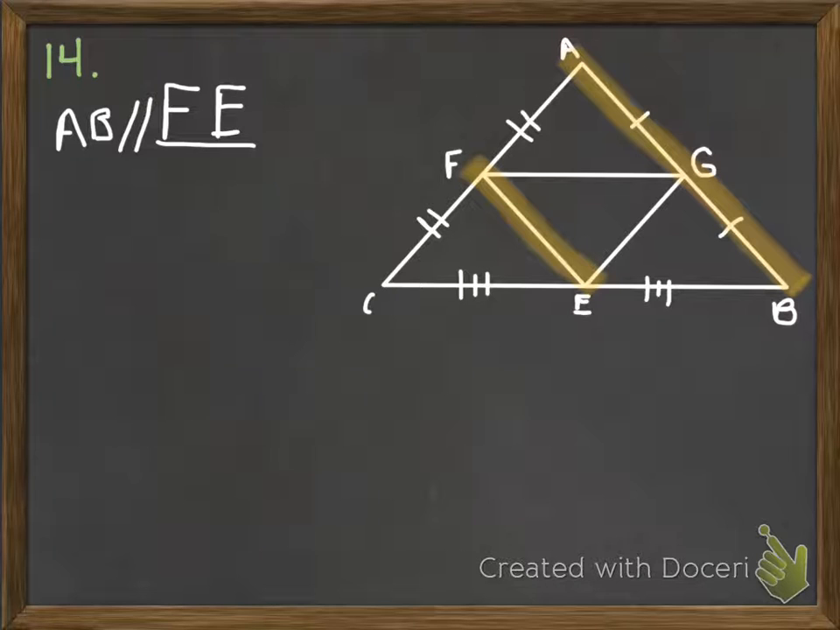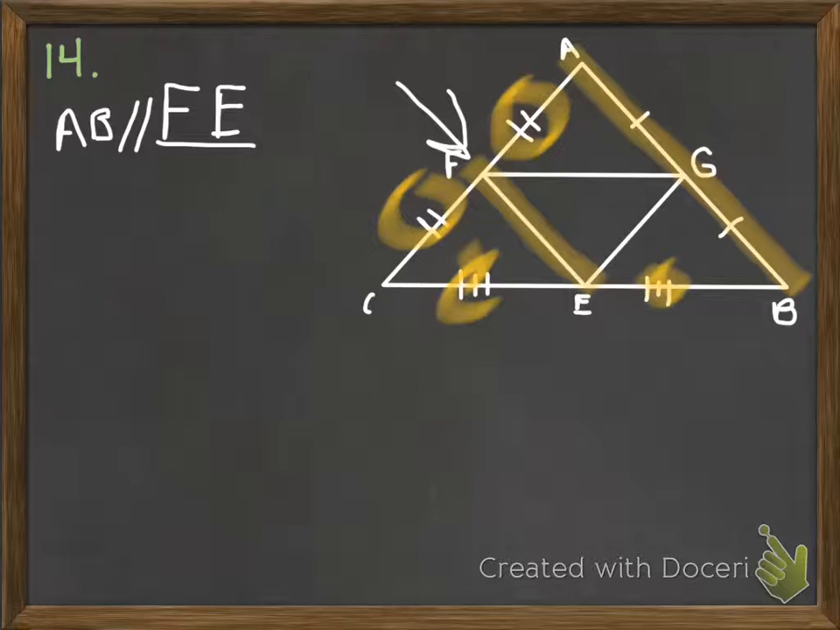And the way we know that these are definitely parallel are these tick marks. These tick marks here tell me that we have a midpoint right there, and the tick marks down here and here tell me I have a midpoint right there.